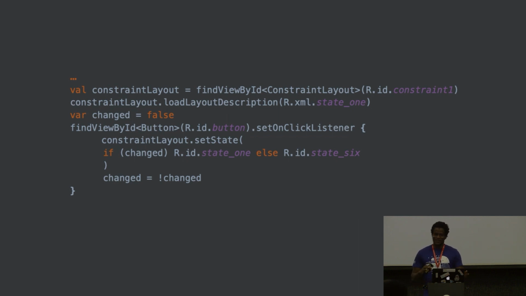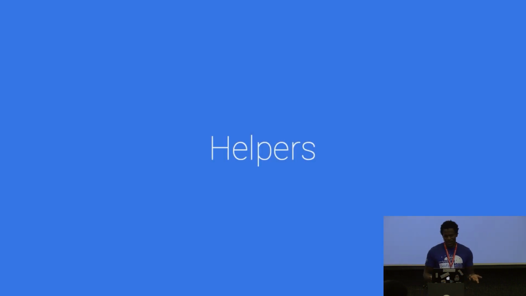Am I going too fast, too slow? Let me know. So that's basic ConstraintLayout state. That's the new thing. The other thing that they introduced in 2.0 is what they call the helper objects.